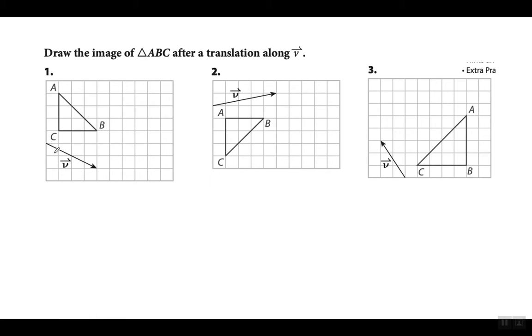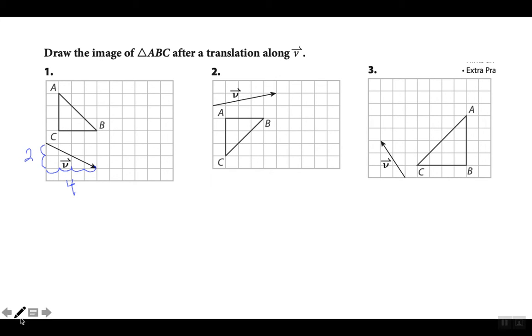So number 1, here's my vector. It's telling me I've got to go, I could do down first if I want. It's not a big deal whether you want to go left and right or up and down first. So if I go down first, it's 2 units down and 1, 2, 3, 4 units to the right. So 2 units down, 4 units to the right, however you want to do it.